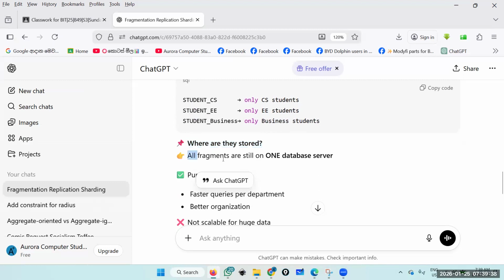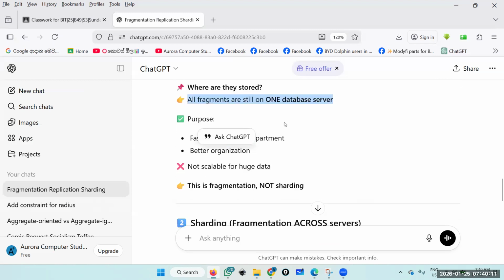But here you can say, oh, yeah, all fragments are still on the one database. So yeah, you are correct. So that means still, but when we say fragmentation, maybe we can think like that. First, you fragment it into separate fragments. So then you decide where to put them. So breaking it, maybe we can take it as fragmentation, right? So then deciding where to put it, we can think of it as storing. I think that might be the idea, right?